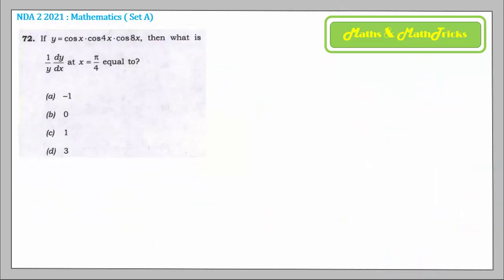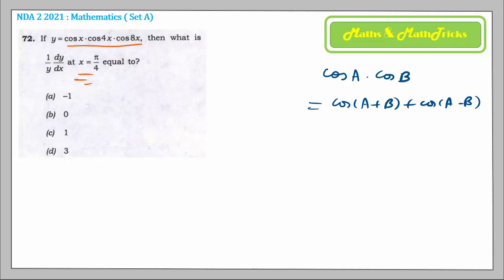Alright, coming on to the next question now, question 72 from the NDA 2021 paper. Here you have y equals the product of 3 cosine functions, and you are asked the derivative dy by dx, but the answer you have to give here is 1 upon y dy by dx at x equals pi by 4. So you must remember, when you have these kinds of terms, cos A into cos B can be written as cos of A plus B plus cos of A minus B divided by 2, because you can check this. Cos of A plus B, when you expand, and cos of A minus B you expand, you will get 2 times cos A cos B divided by 2, so cos A cos B.